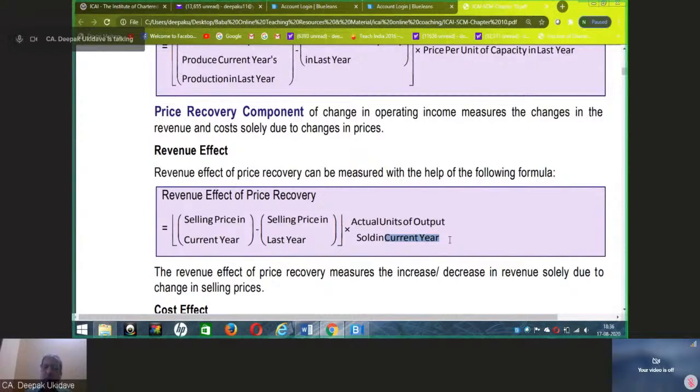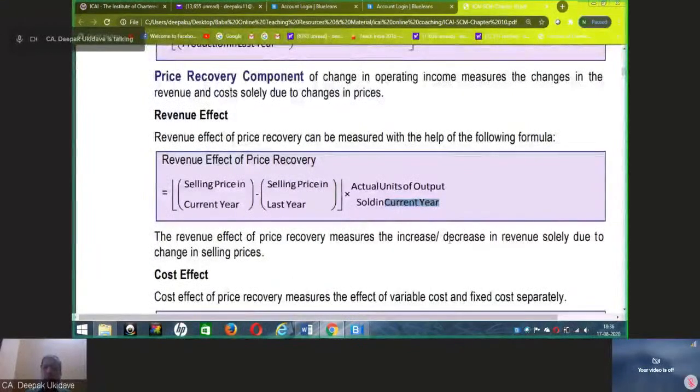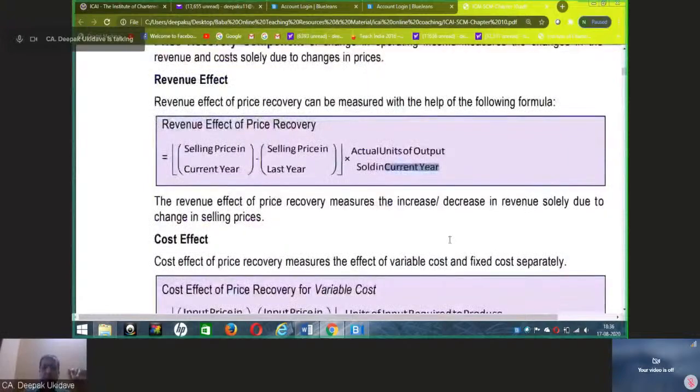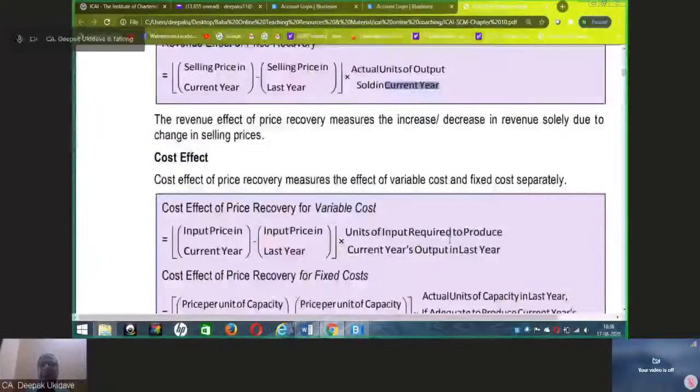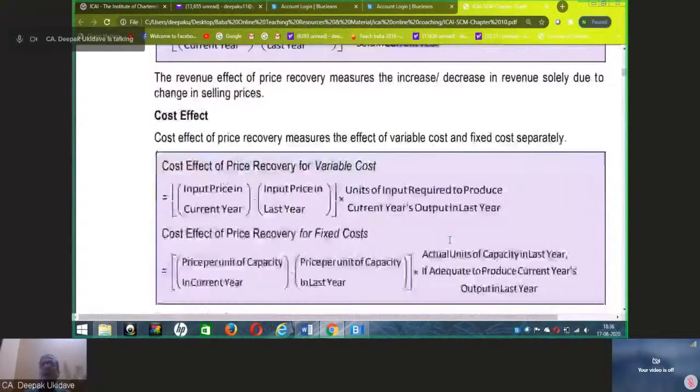Cost effect again could be because of BC and FC. So both are given in one table, one box. So these boxes are very important. Though we don't use the formula verbatim as it is, we understand based on conceptual clarity and apply this, and we don't learn by heart or mug up any of these formulae.